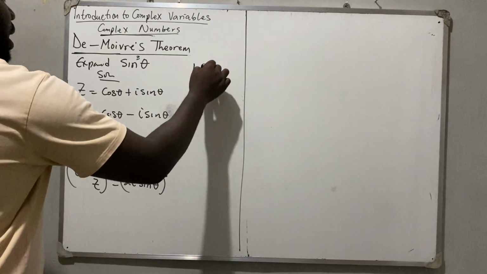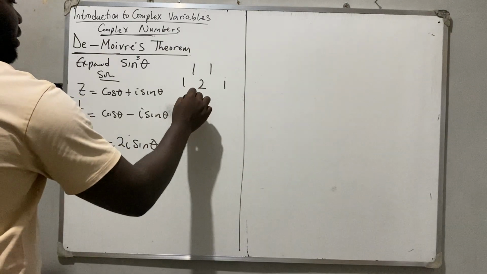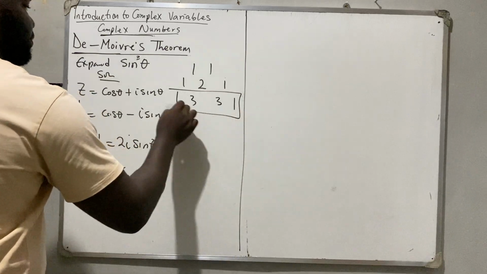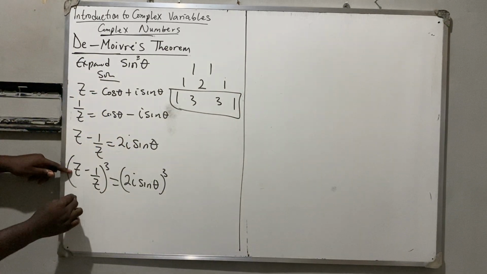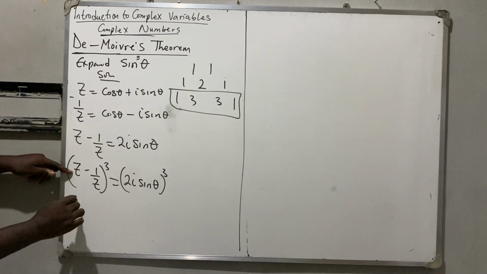Okay, so expand this one by binomial. Binomial said 1, 1, 1 plus 1 is 2. You add 1 in the front, add 1 at the back. This plus this is 3, this plus this is 3 again. Add 1 in the front, add 1 at the back. So I'm using this particular one. To expand this means the first one will be raised to power 3, the other one will be raised to power 0. But anything raised to power 0 is gone, so I'm not attaching it.